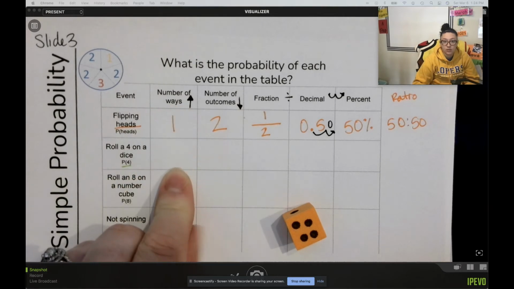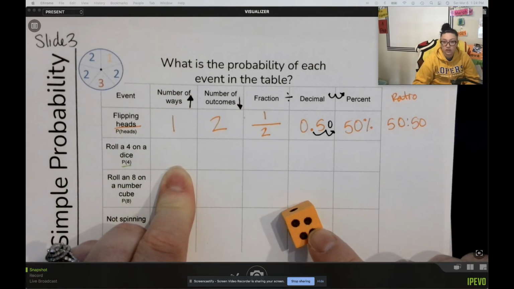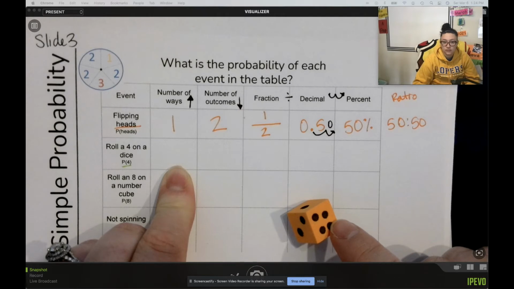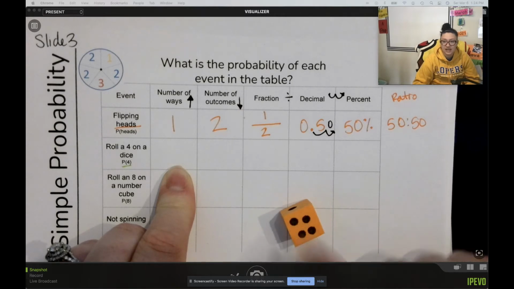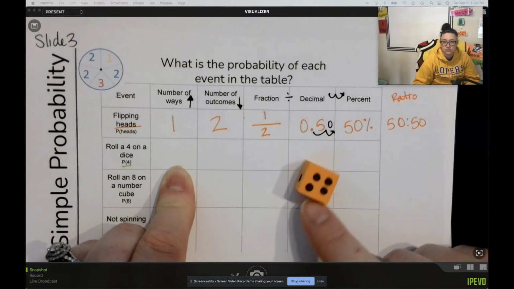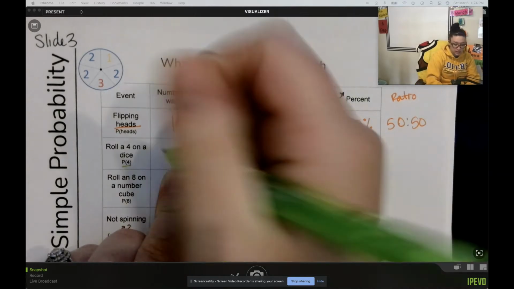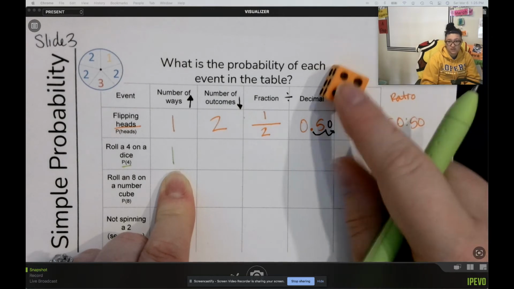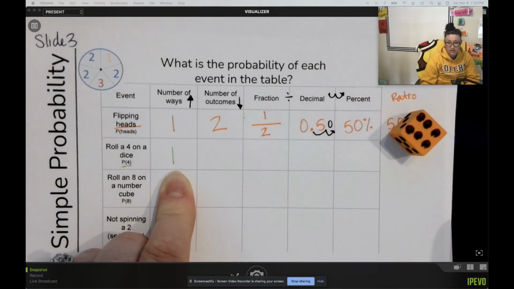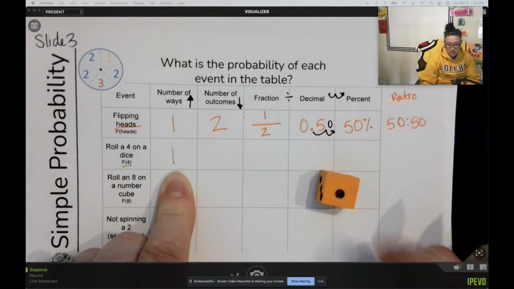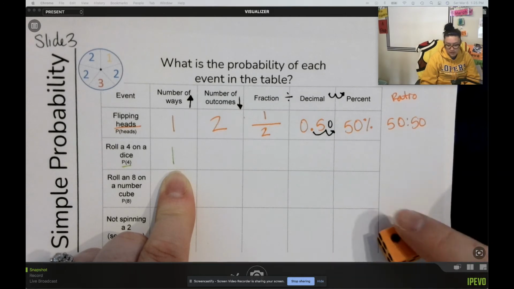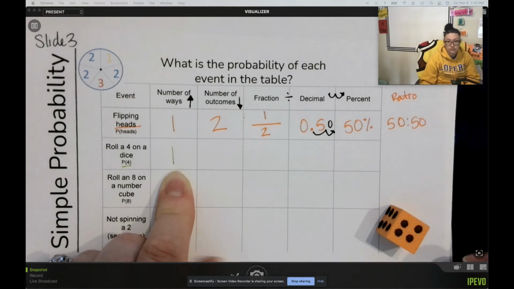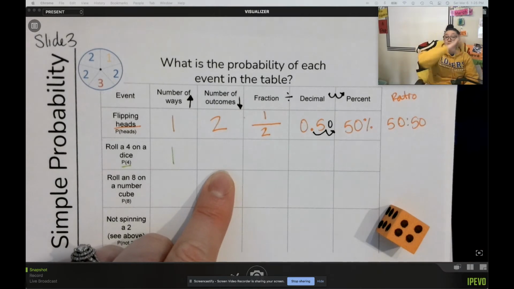First, I need to think, what are the number of ways I can roll a 4? How many 4s are on a dice? There's only one 4 on a dice. There's only one way I can roll a 4. 5's not a 4. 2 is not a 4. 6 is not a 4. There's only one 4 on this dice that I can roll. How many total outcomes are there? How many total numbers can I roll on a dice?